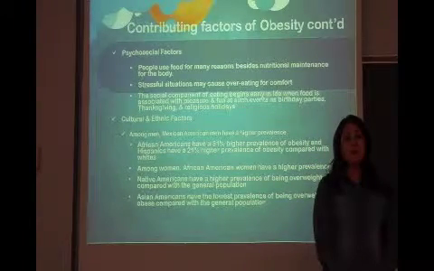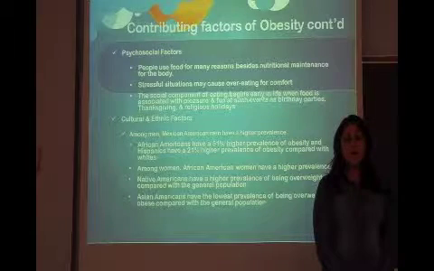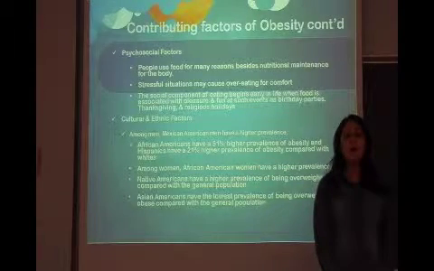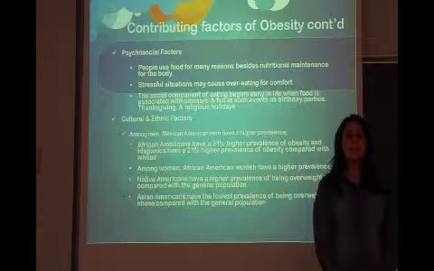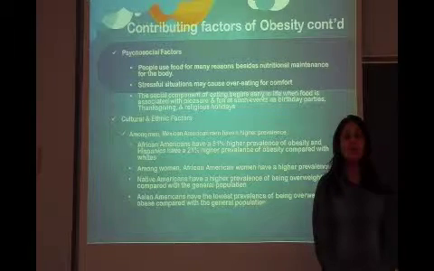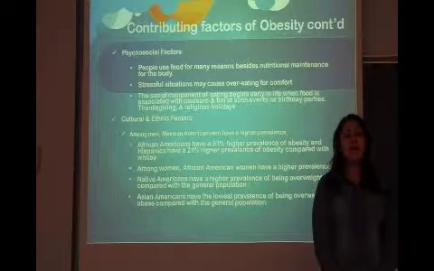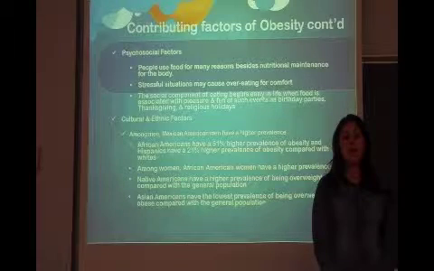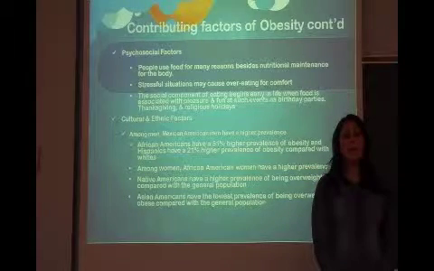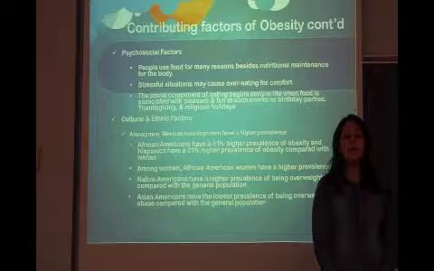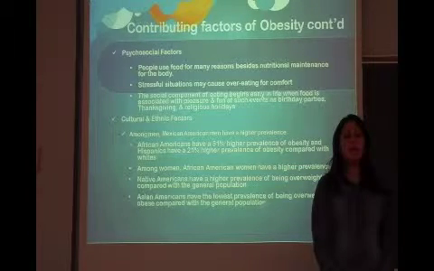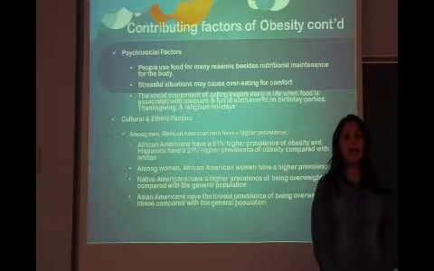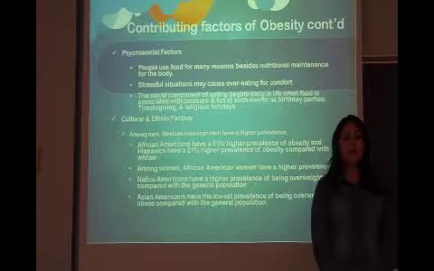Some contributing factors continued are psychosocial factors. People use food for many reasons besides nutritional maintenance. Stressful situations may cause overeating for comfort, and the social component of eating begins early in life when food is associated with pleasure and fun, such as events at birthday parties, Thanksgiving, and religious holidays.